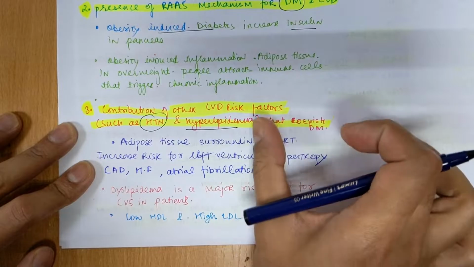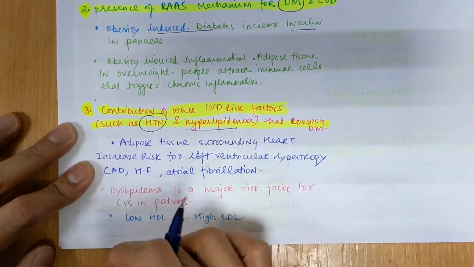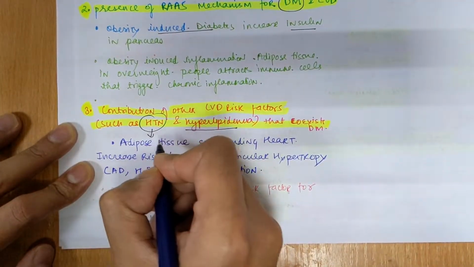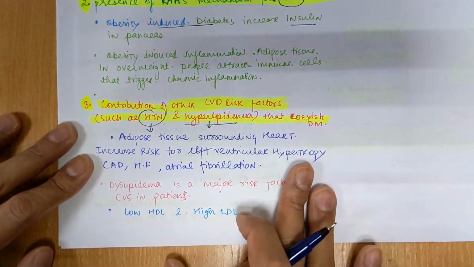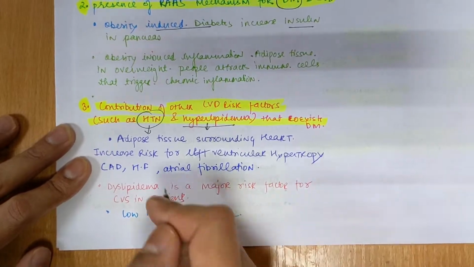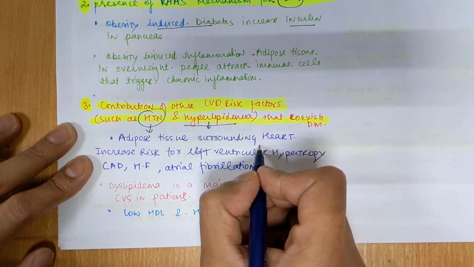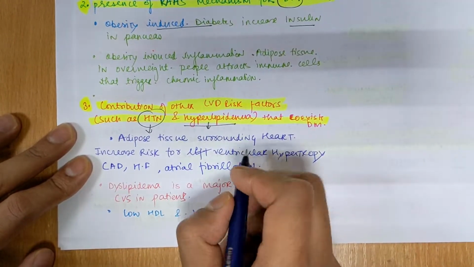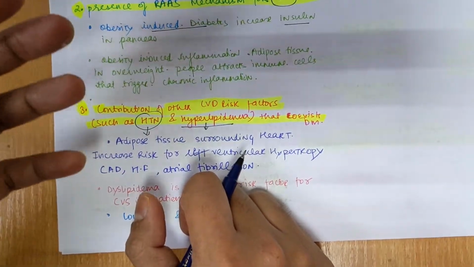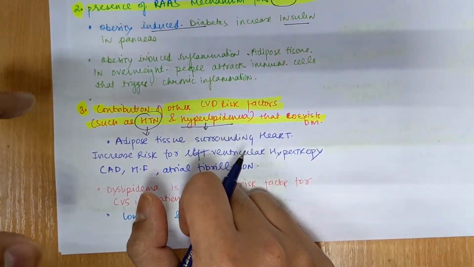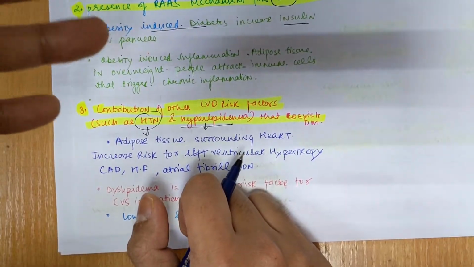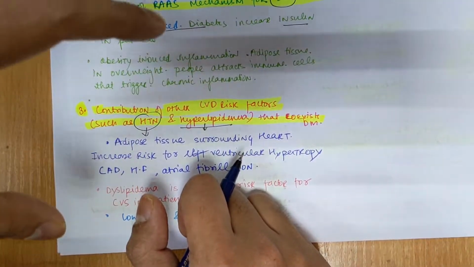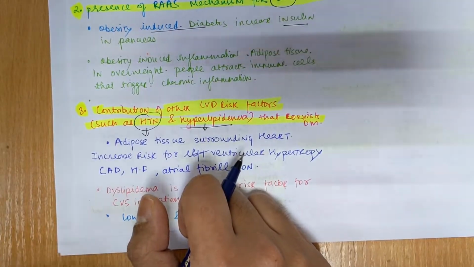Now the third pathophysiology is the contribution of other cardiovascular disease risk factors such as hypertension and hyperlipidemia, and they both coexist in diabetes mellitus patients. So a hypertension patient has an increase in the lipid level or fat inside his or her body. Now adipose tissue surrounding the heart, in the pericardium, carries an increased risk for left ventricular hypertrophy, meaning an increase in the size of your ventricles, the left side ventricles.